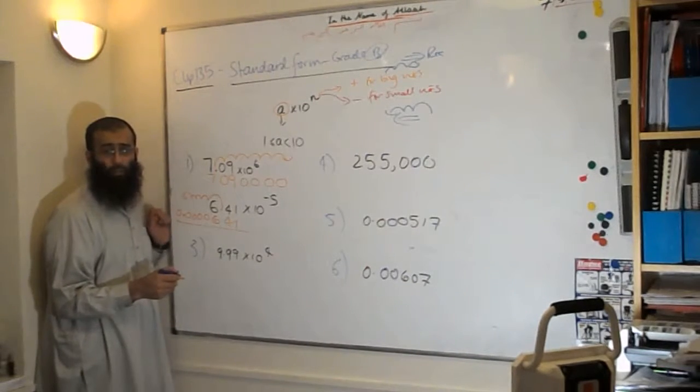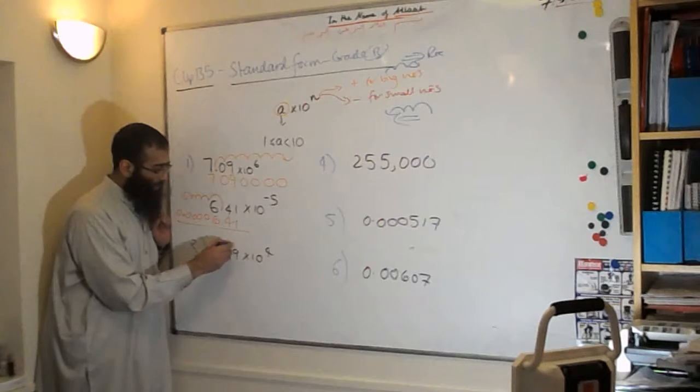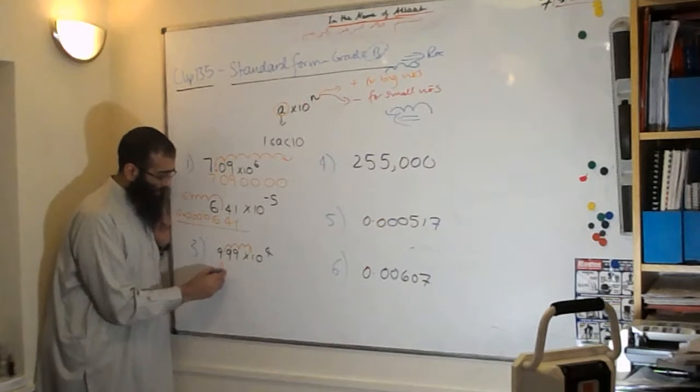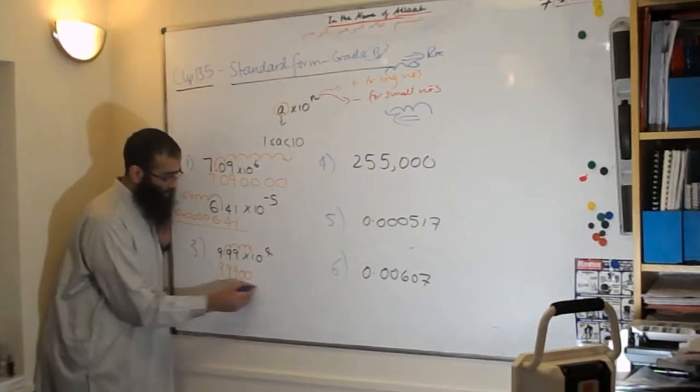Are you happy with that topic? Got that right? Yeah. Next one, 9.99 times by 10 to the 4. So we're going 1, 2, 3, 4. So copy, copy, copy the numbers down. 2 empty gaps, 2 zeros, finish.